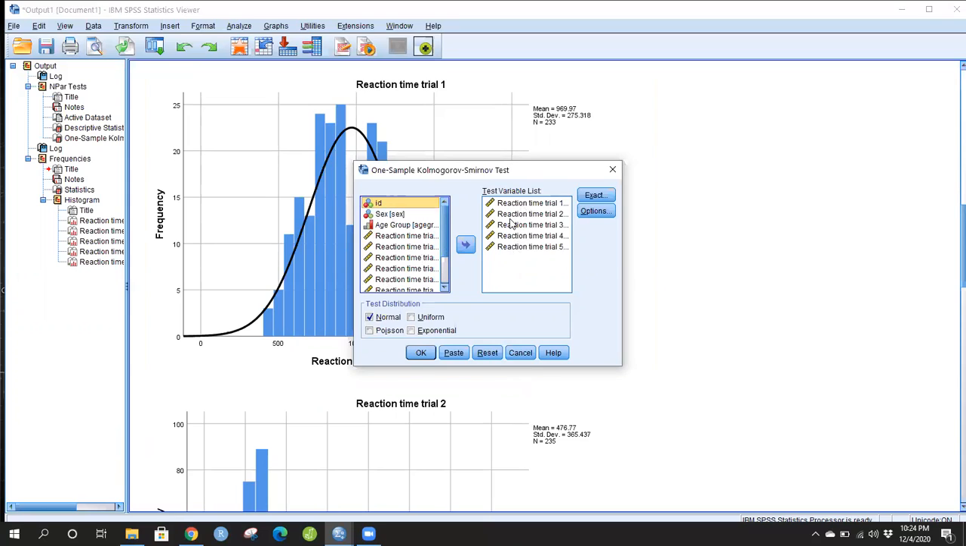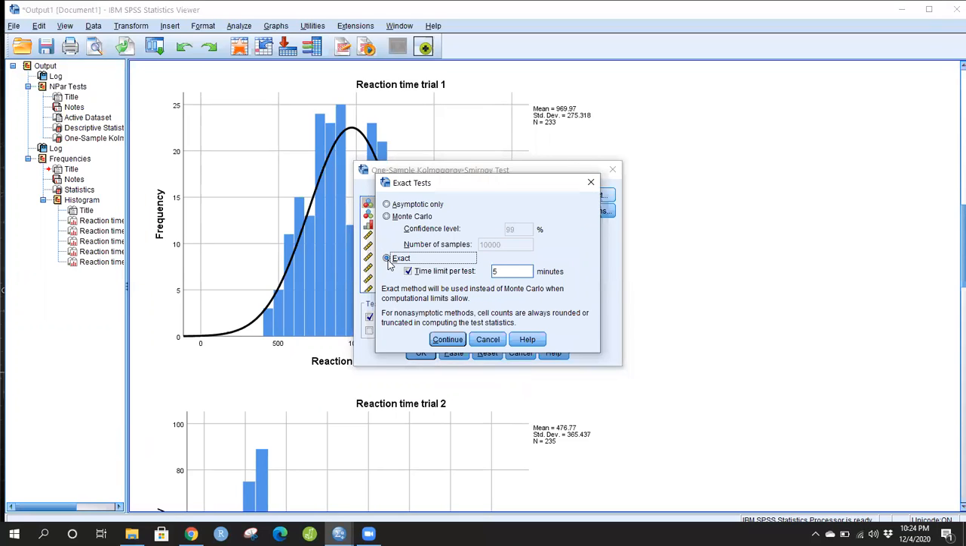So which all variables' normality do you want to test? Then you click on normal distribution here. As I told you, you can check for any distribution, mind it, Poisson, exponential, or uniform. Okay, I'm just doing it for normal. And then in exact, you put it to 5.